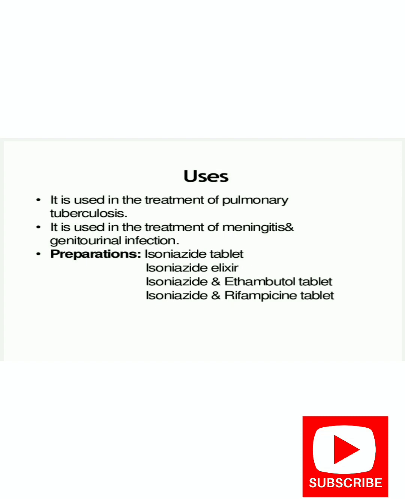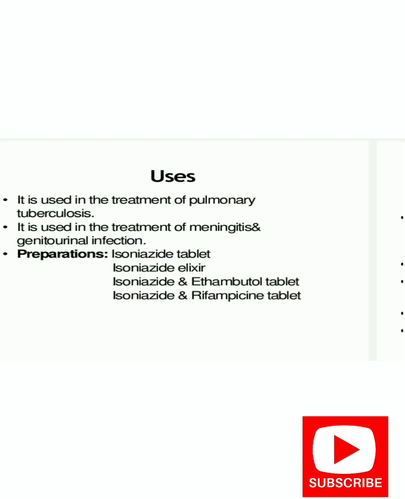The uses of isoniazid: it is used in the treatment of pulmonary tuberculosis, meningitis and genitourinary infections, and here are the preparations of isoniazid.